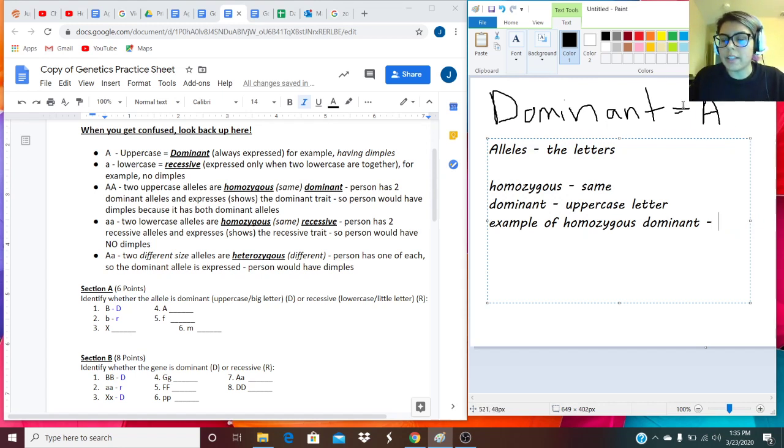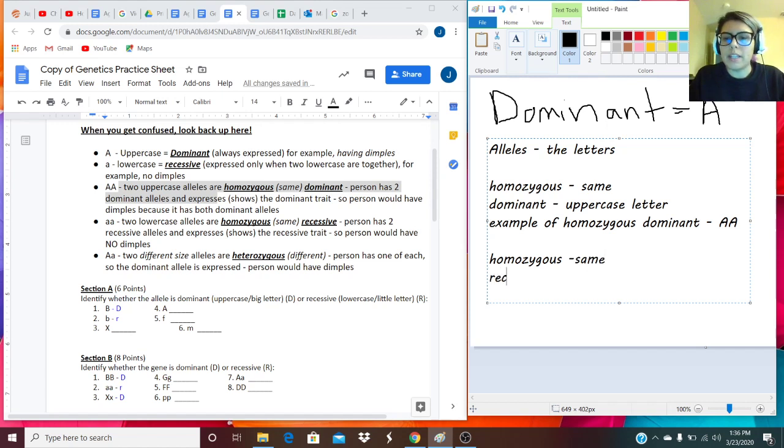and we're going to use our A's as examples. Capital A, capital A. They're both the same, right? They're both uppercase. So if I have, again, it says it here, two uppercase. Again, homozygous just means the same.